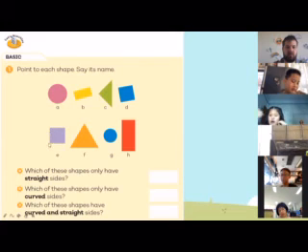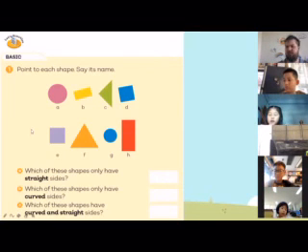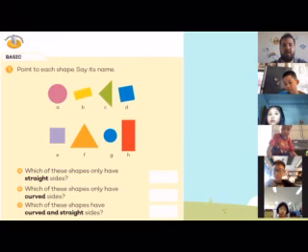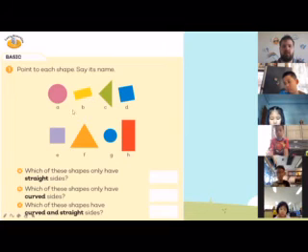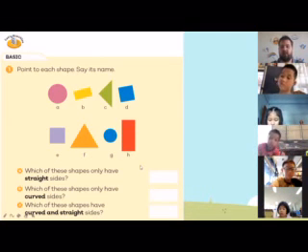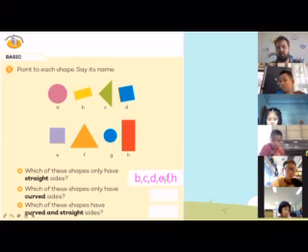So remember our straight sides. Does a circle have a straight side? No. Does a square have a straight side? Yes. So we need to write down the letters. Our letters will be B, because B has straight sides, C, D, E, F, and H. So I'd like you to write down these letters, please.